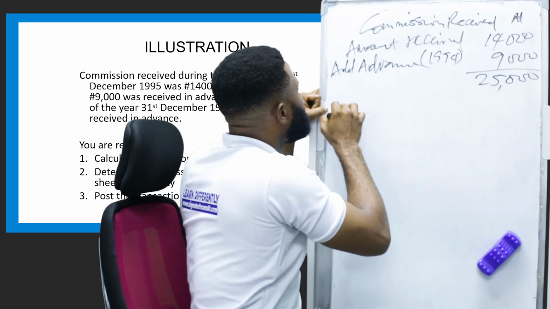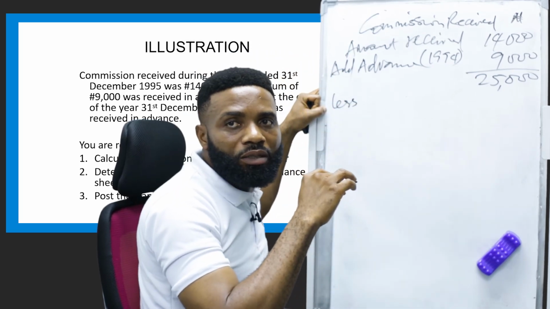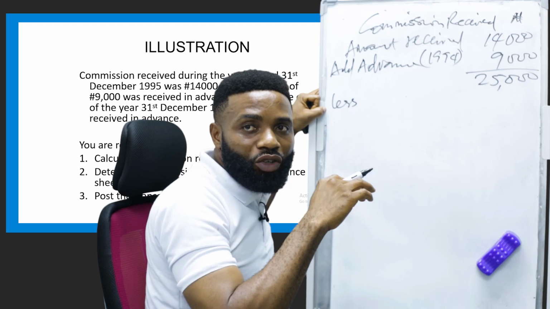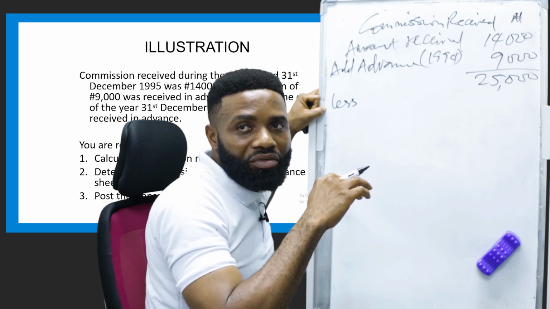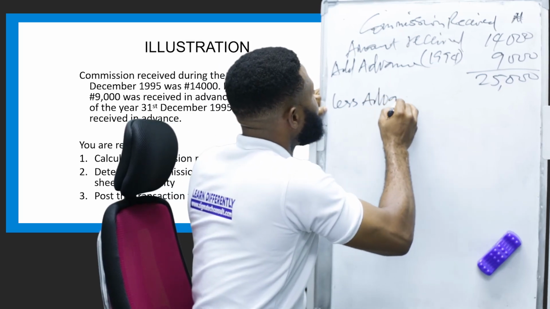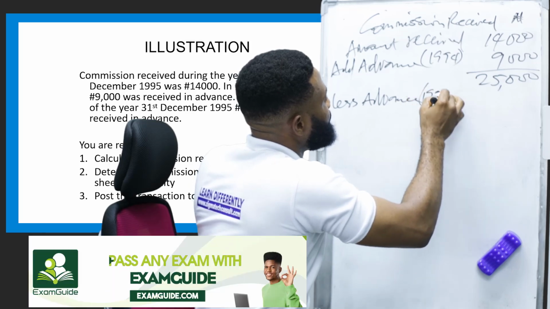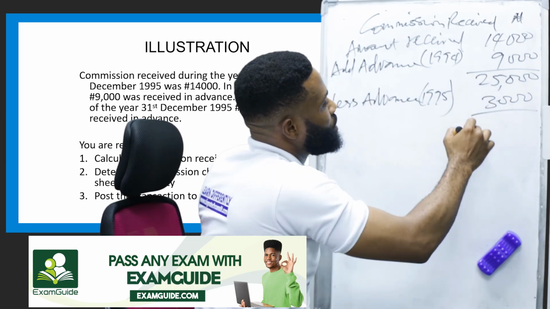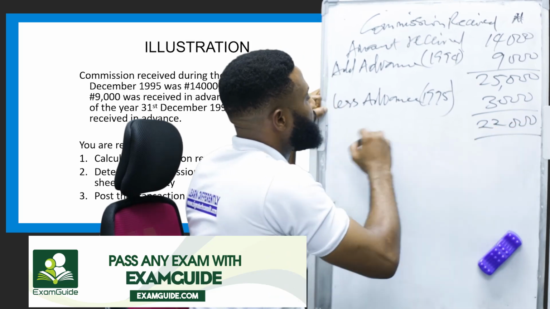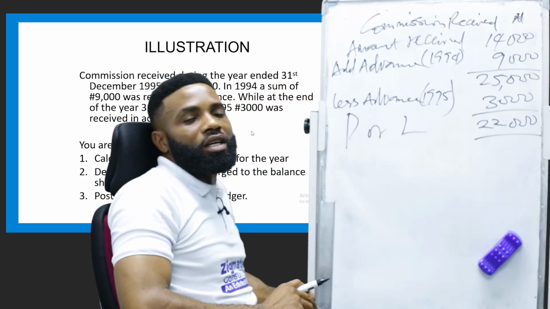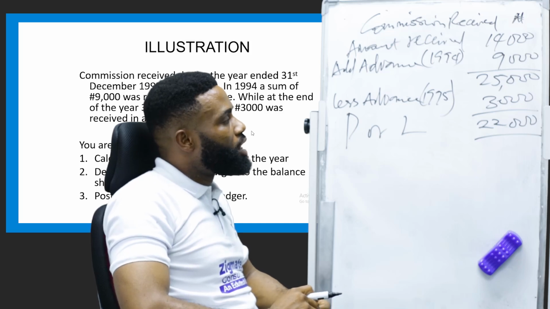25,000. Then you are now going to subtract the amount of money that you have received but have not yet worked for. At the end of the year, this 3,000 was actually received in advance for 1996. Less advance 1995, so you are going to have 3,000 there. So 25,000 minus 3,000 is 22,000. This 22,000 is what will be posted to your profit or loss account.